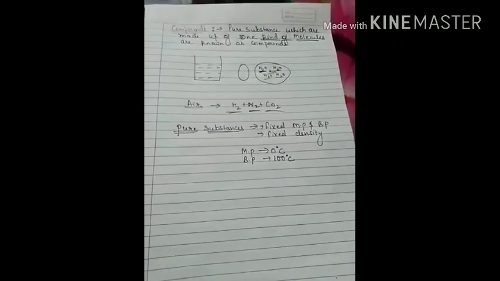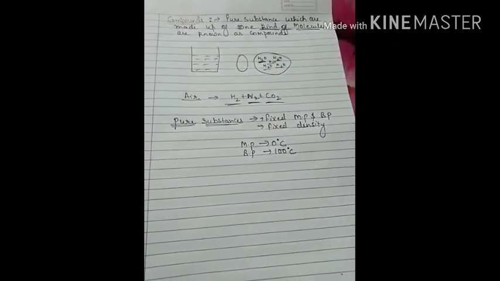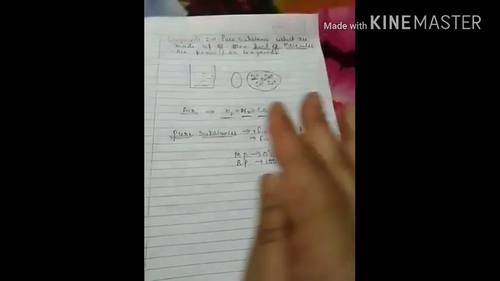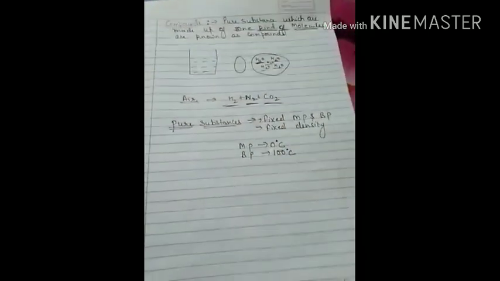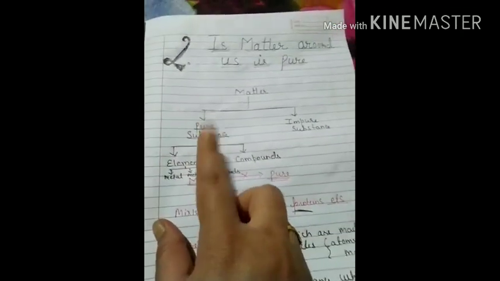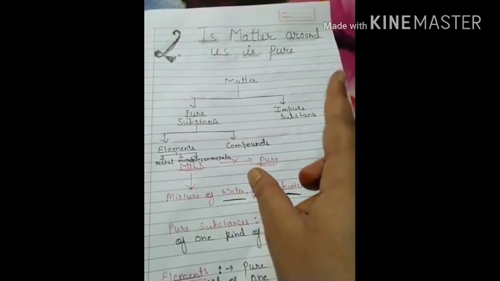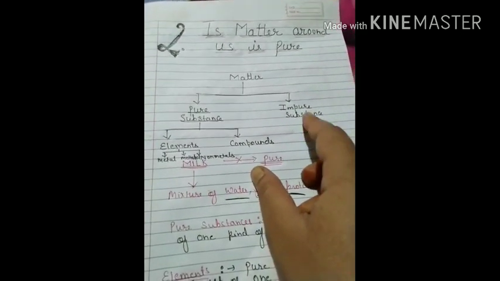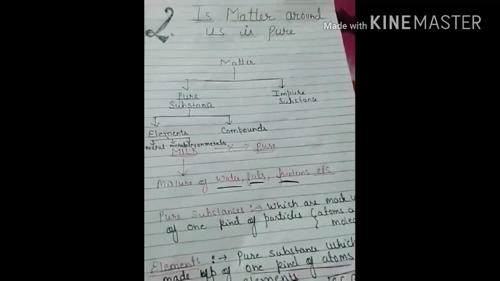So this is a little introduction to whether matter around us is pure or not. We are done with one part, that is pure substances, and from tomorrow we'll start with impure substances. Clear? Thank you.